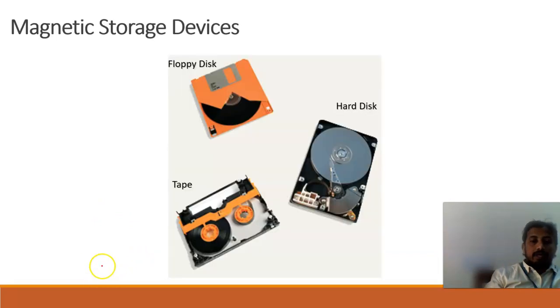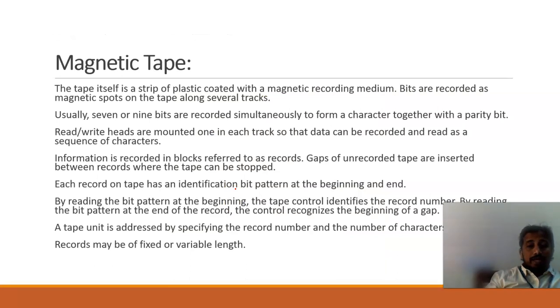Now coming to the magnetic tapes. You would be having a magnetic material that would be running from one head to the other head. When it is transferred from one to the next, there would be a head that reads it, and you will get that. So magnetic tape itself is a strip of plastic coated with a magnetic recording medium.